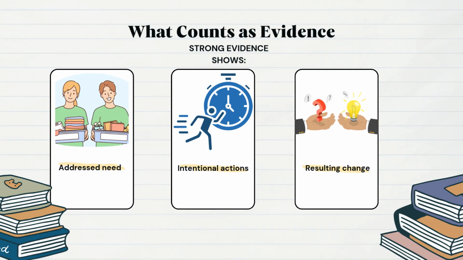Strong Component 4 evidence clearly supports a claim about impact. It helps scorers see what need was addressed, what actions were taken intentionally, and what changed as a result. This might include patterns, trends, documented shifts in practice, or outcomes that developed across time.